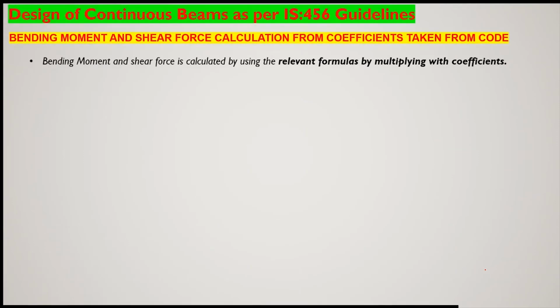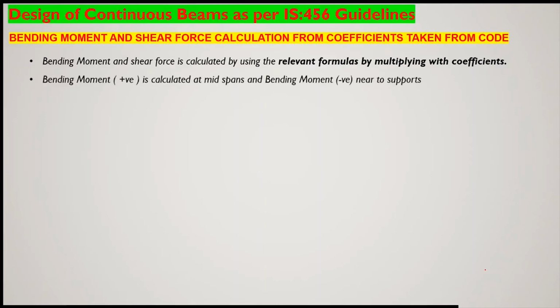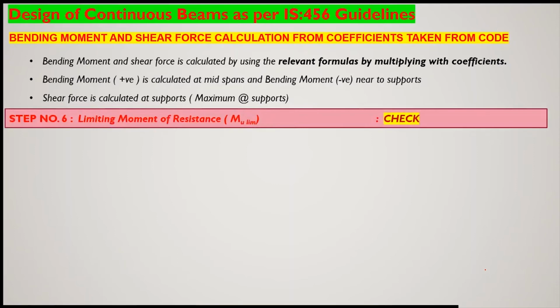Now bending moment and shear force are calculated by using the relevant formula, by multiplying the coefficient which we have already discussed. Positive bending moment is calculated at mid span, etc. This is just a revision of step number 5. In step number 5 you are able to calculate the maximum positive bending moment and the maximum negative bending moment.